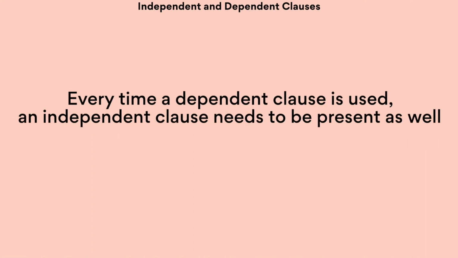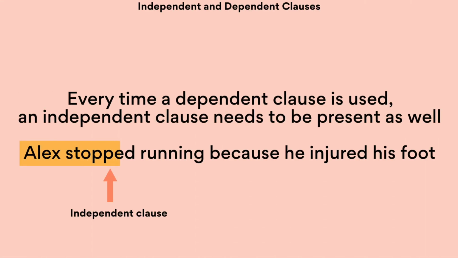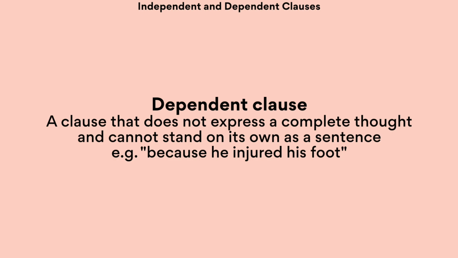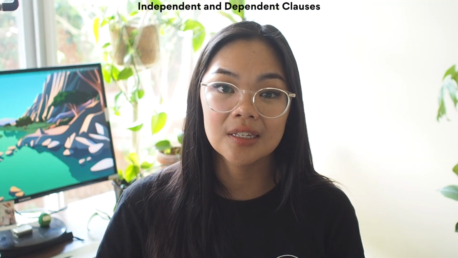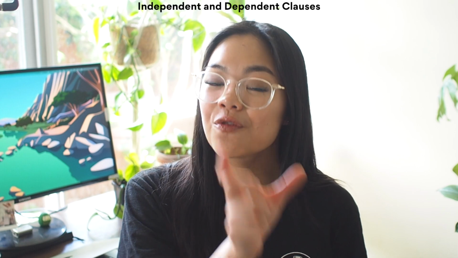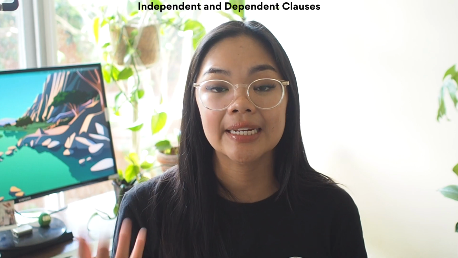Every time a dependent clause is used, an independent clause needs to be present as well. So a dependent clause is essentially a clause that does not express a complete thought and cannot stand on its own. For example, "because he injured his foot" is a dependent clause. You need to have a section before that to make it a complete sentence.